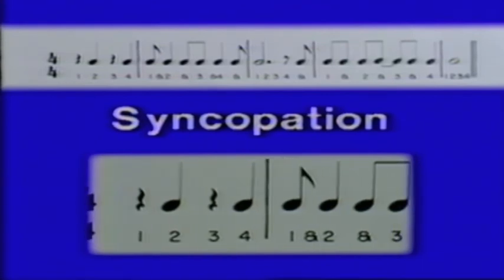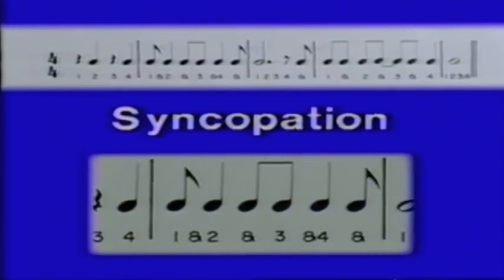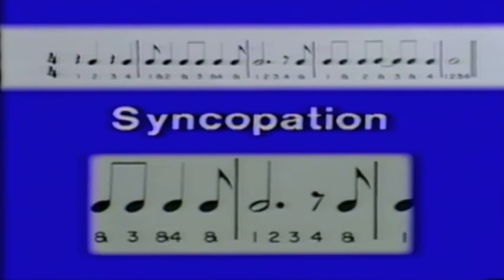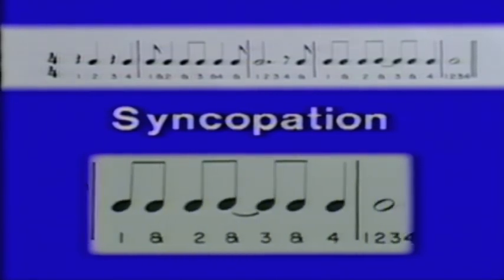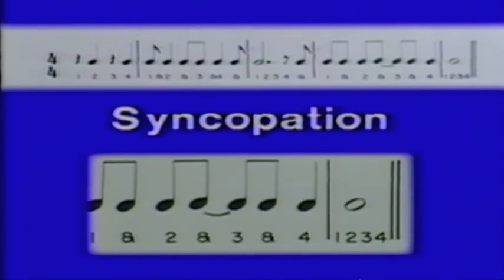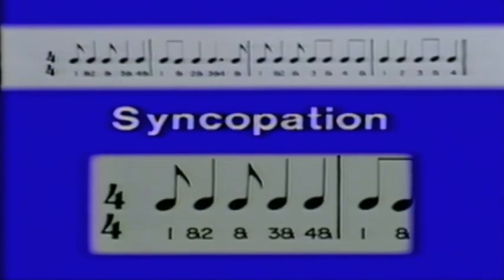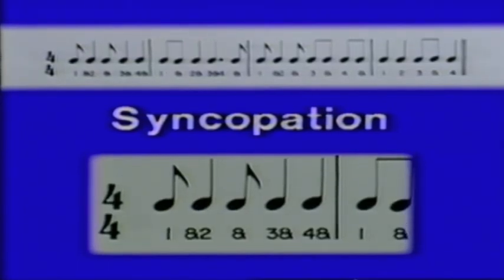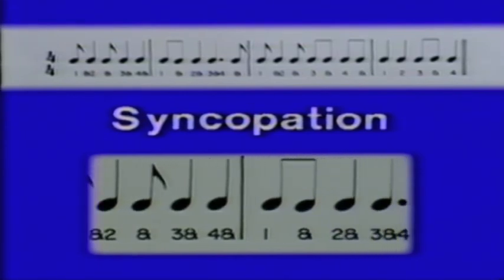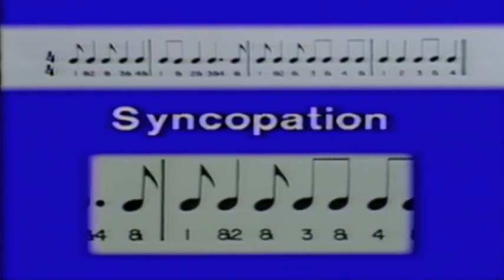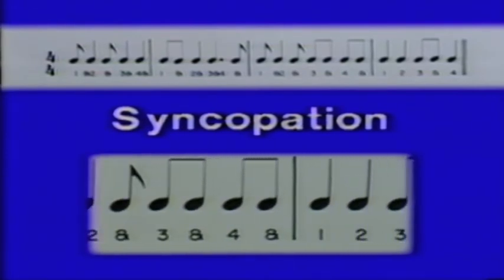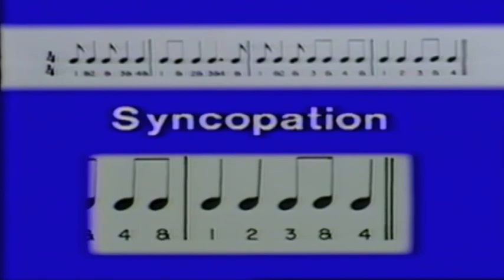1, 2, 3, 4. 1 and 2 and 3 and 4 and 1, 2, 3, 4 and 1 and 2 and 3 and 4. 1, 2, 3, 4. Going on to the next example. 1, 2, 3, 4. 1 and 2 and 3, 4. 1 and 2, 3, 4 and 1 and 2 and 3 and 4 and 1, 2, 3 and 4.